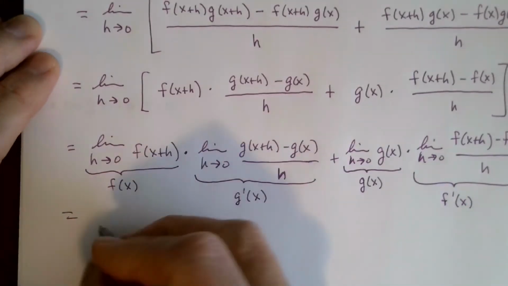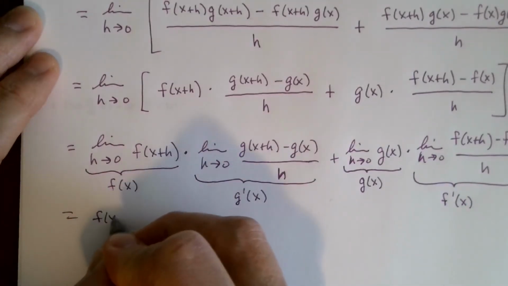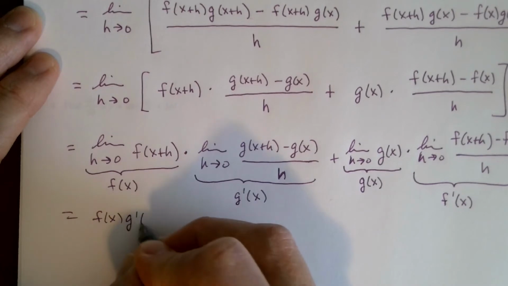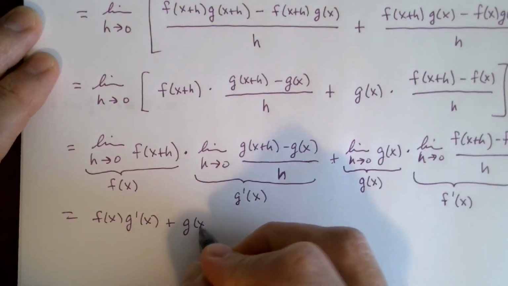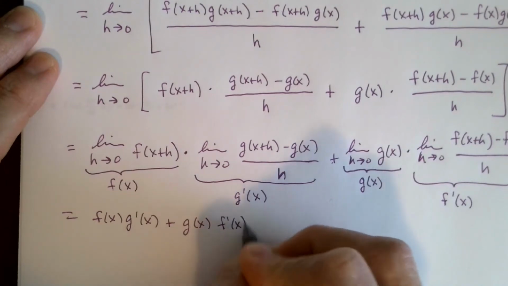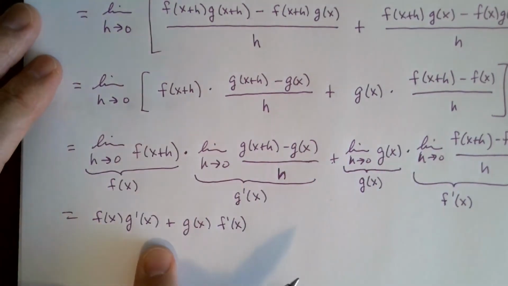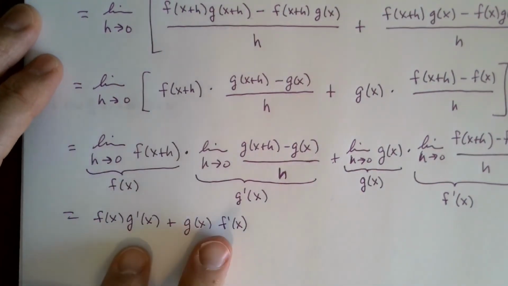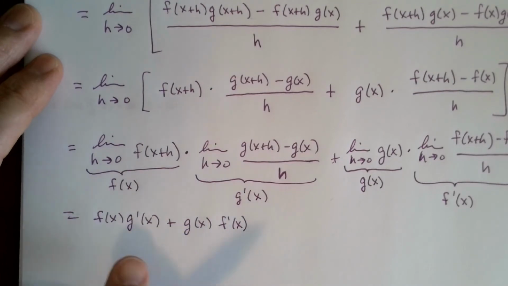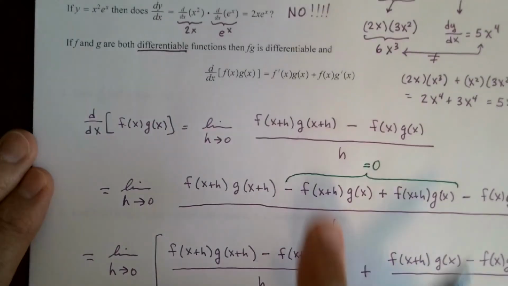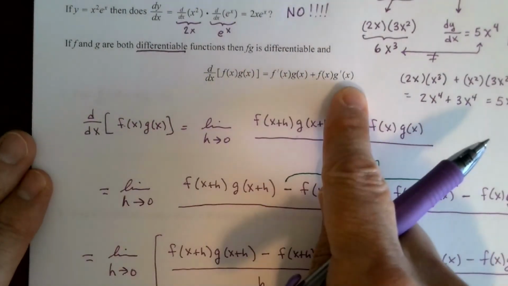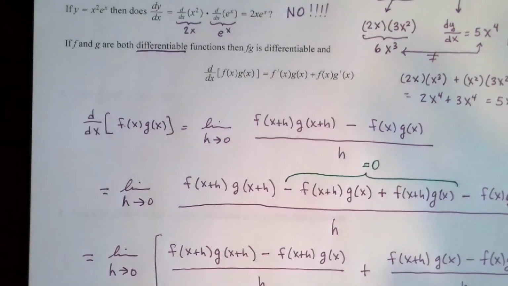And so we get our answer, which is f of x times g prime of x plus g of x times f prime of x. Okay. Now if you look at my definition above, this order is different. I've got this term back here and this term back here, and the order I'm multiplying is different compared to the original rule. But that's okay, because addition is commutative, multiplication is commutative. We can do that.